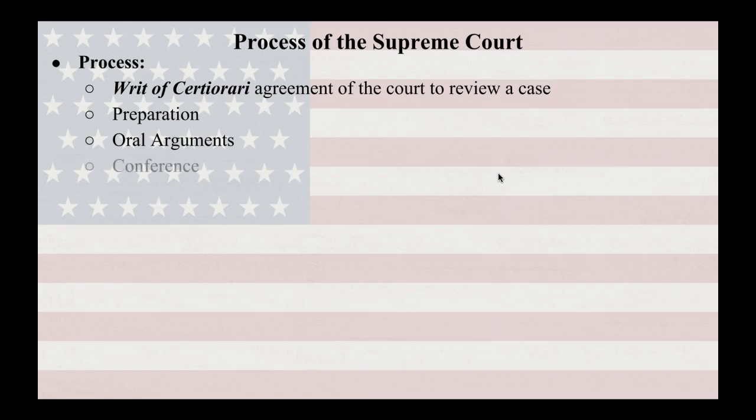Once oral arguments are held, then the justices will conference. The justices conference on Wednesdays and Fridays. The court has their conferences in strictly private meetings with no outsiders permitted. So it is just going to be the Supreme Court justices, all 9 of them, or whoever's sitting, in the conferences together. And they will not allow outside influences.